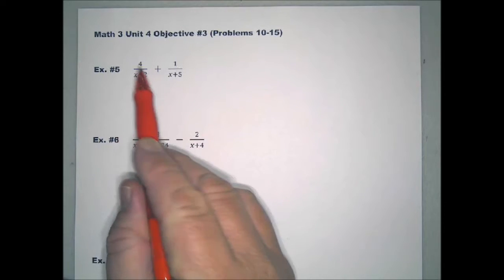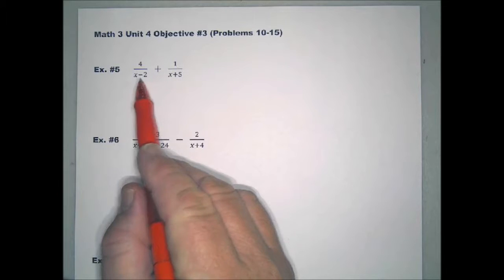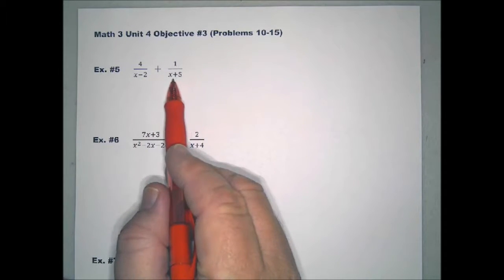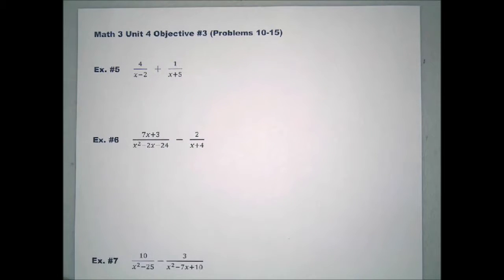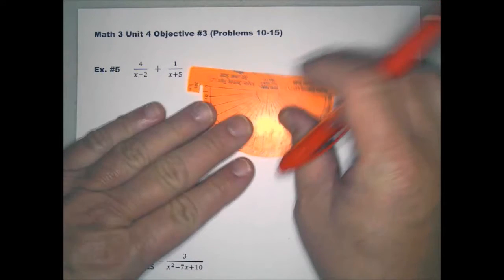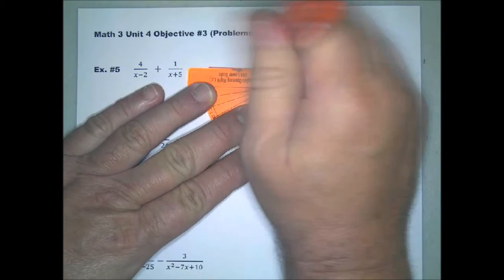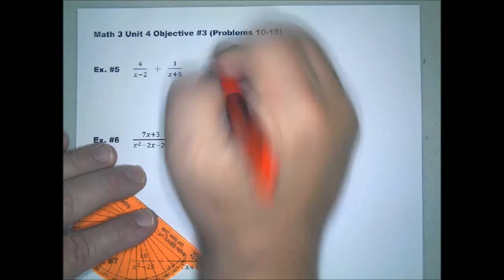Well, this denominator is a binomial x minus 2. This one is a totally different binomial x plus 5. So what that means is my common denominator is simply going to be made up of x minus 2 times x plus 5.